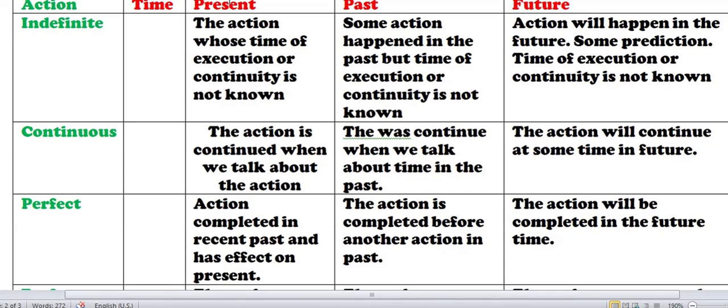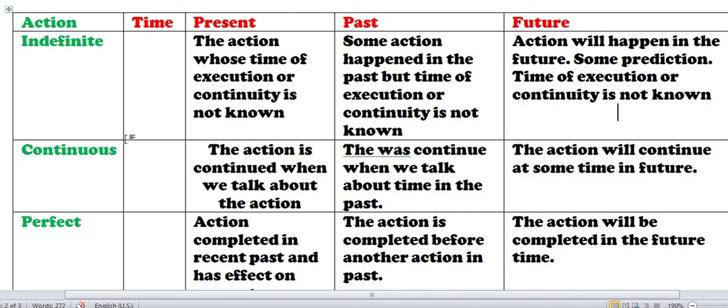Let's see. We have the next action, continuous, and our time is present. So the time is present and the action is continuous, meaning some work is going on right now. When we're talking about this, the action is going on. So the action is continued when we talk about the action. Clear? Next we have the time past, and the action is continuous. The action was continued when we talk about time in the past. Next we have time future, and the action is continuous. The action will continue at some time in the future.